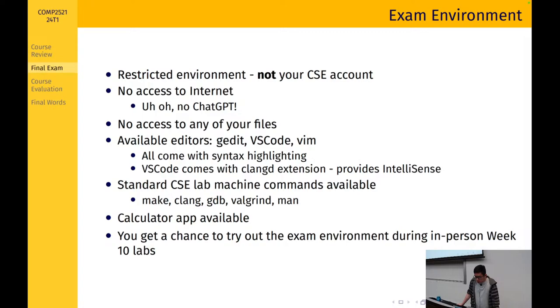As for the Vim extension on VS Code, at the moment it's not installed, but maybe, we'll have to see. At the moment it doesn't have it, so no guarantees. We'll see what we can do.